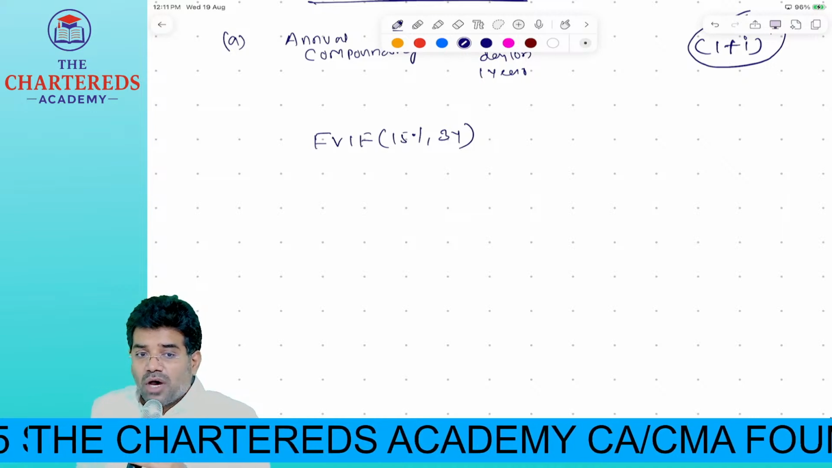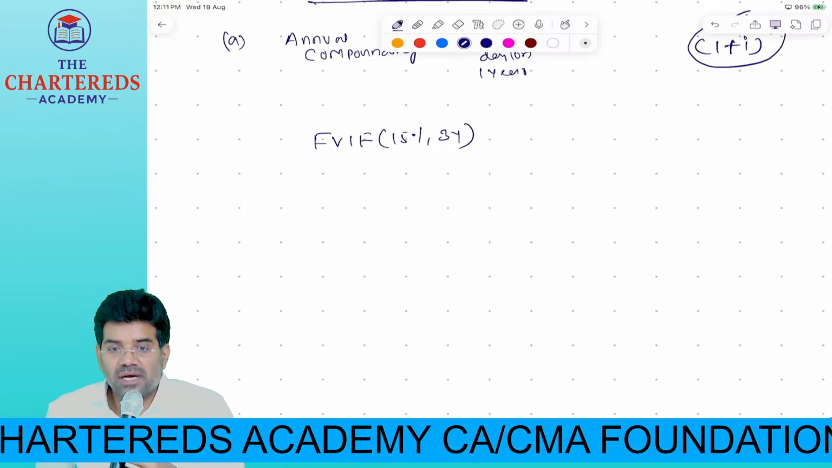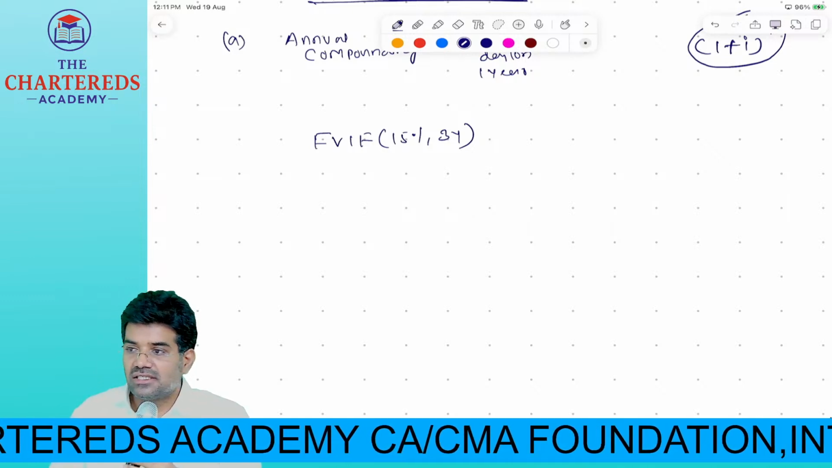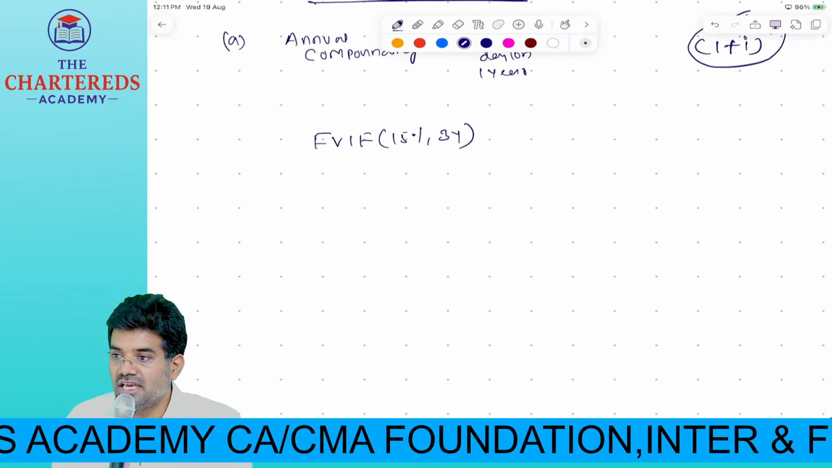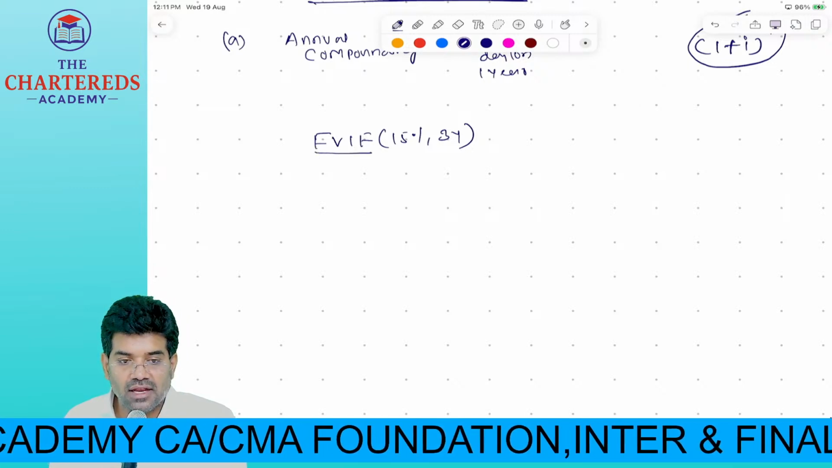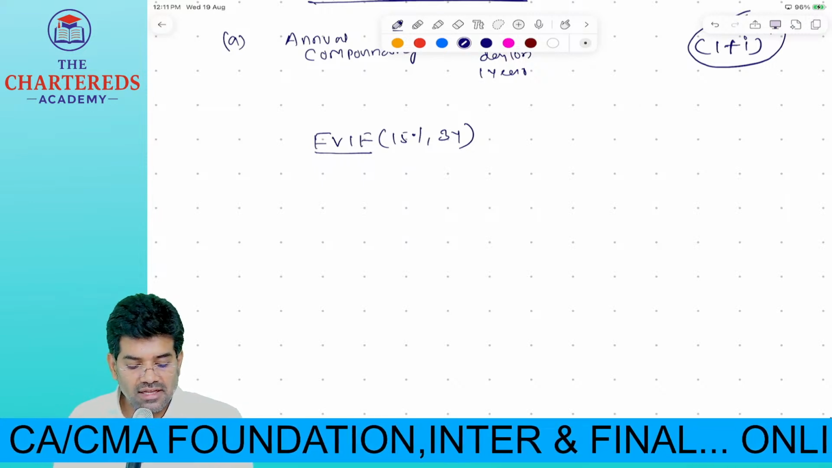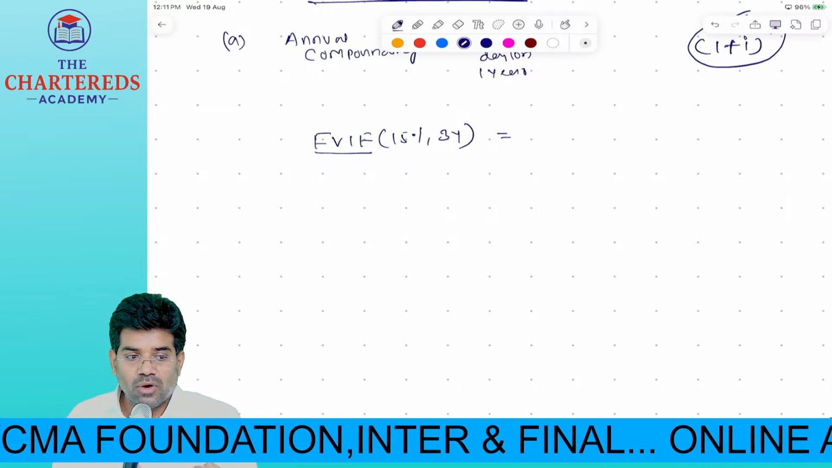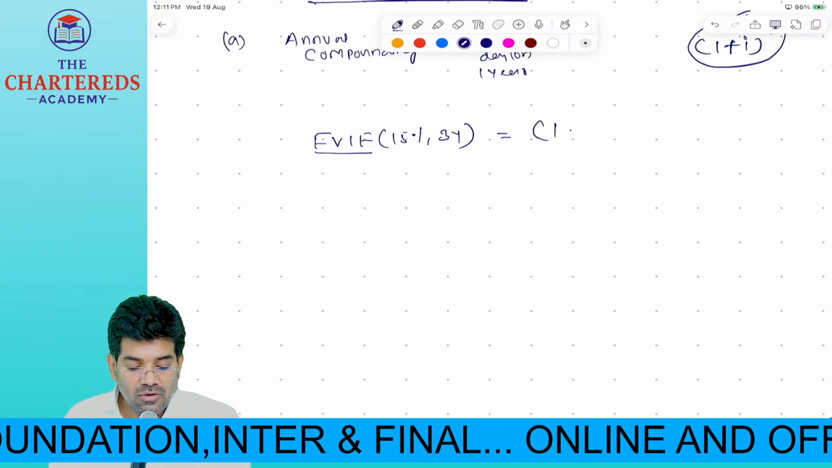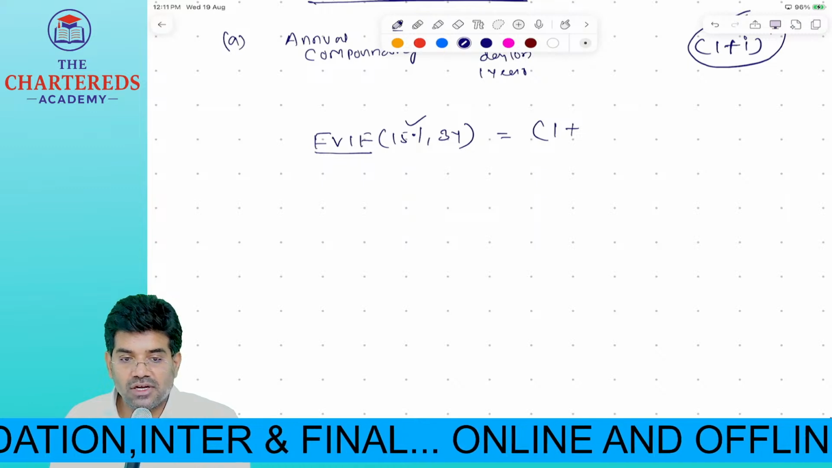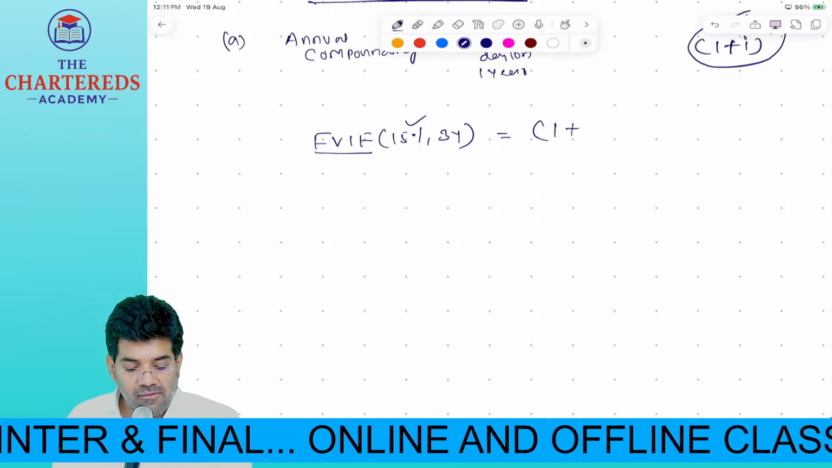If I invest 1 rupee today, after 3 years at 15% rate of interest, what is the value of 1 rupee after 3 years? That is the meaning of future value interest factor. There are two ways to do this. One is directly using the formula. What is that? 1 plus, what is the rate of interest? 15%, that is 15 by 100.